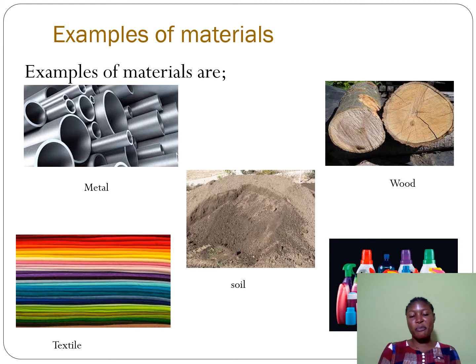Now let's look at examples of materials. Examples of materials are metal. We all know what metals are. Textile, like the dress I'm wearing, is made from a textile. Soil. You know the soils are always being used to build houses and others. We have wood, which we use in making furniture, cabinets, and a lot more. Then we have plastics, used for making bottles, cups, and others. So you see, these are examples of materials. There are lots and lots of examples.